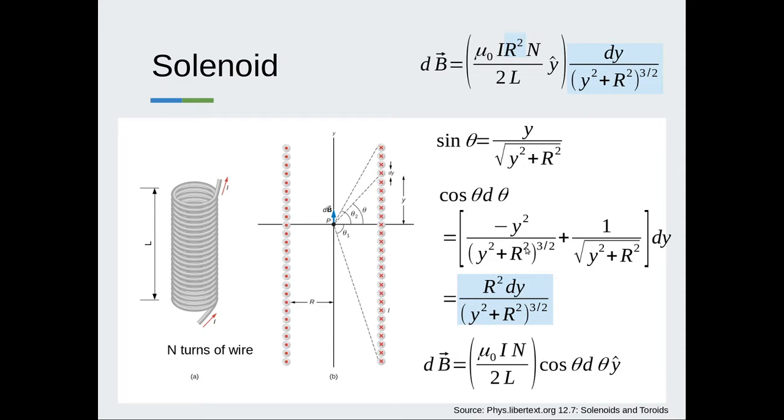Then finally you have this one and this one. Oh, it looks so complicated. But if you just make the denominators exactly the same, and then you regulate it a little bit, and then if you combine them together, you will get this one. So you get cosine theta d theta is actually r squared dy divided by y squared plus r squared to the power of 3 over 2.